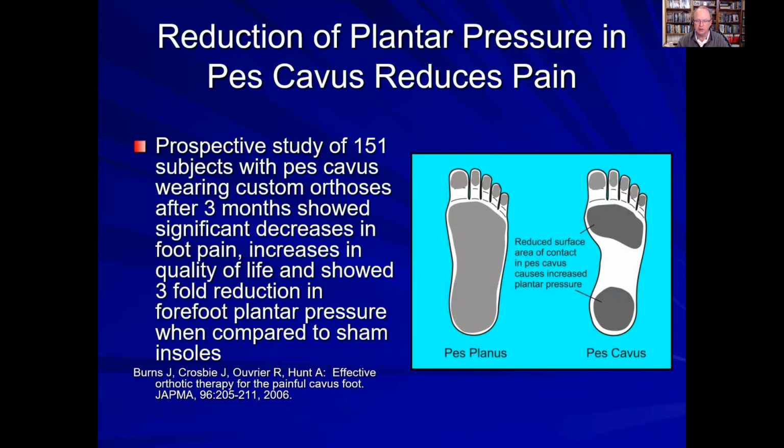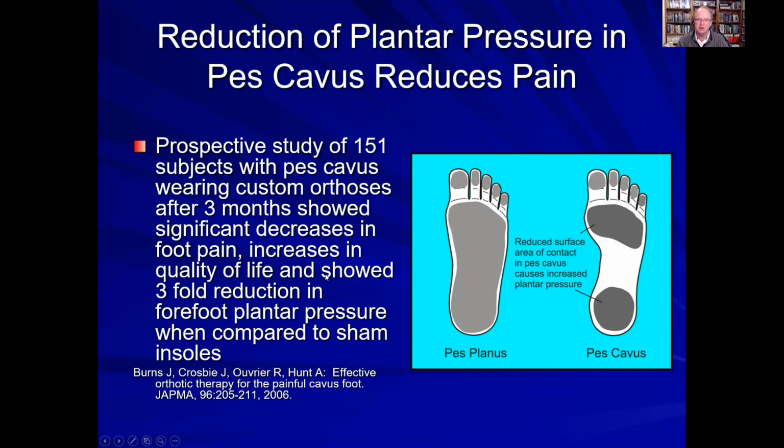Finally, Josh Burns and his group from 2006 did a wonderful study on 151 subjects with pes cavus deformity. And again, in the pes cavus deformity, we have all the pressure on the forefoot and the rearfoot with no pressure in the middle part because of the high arch, which increases the force in the plantar forefoot and heel compared to the pes planus foot.